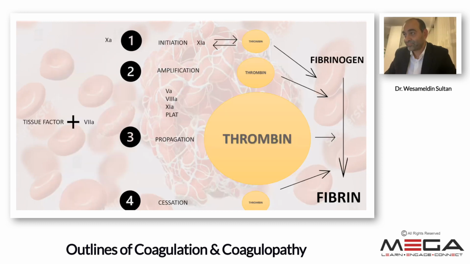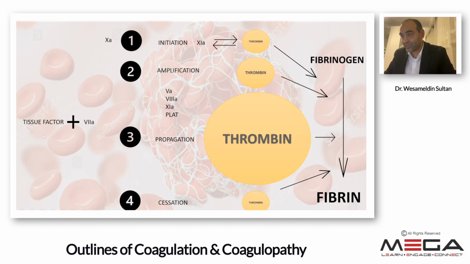So they have two more things to explain what is happening in the coagulation process. Number one, thrombin generation. Number two, the multi-component complexes. Thrombin generation has 4 phases.